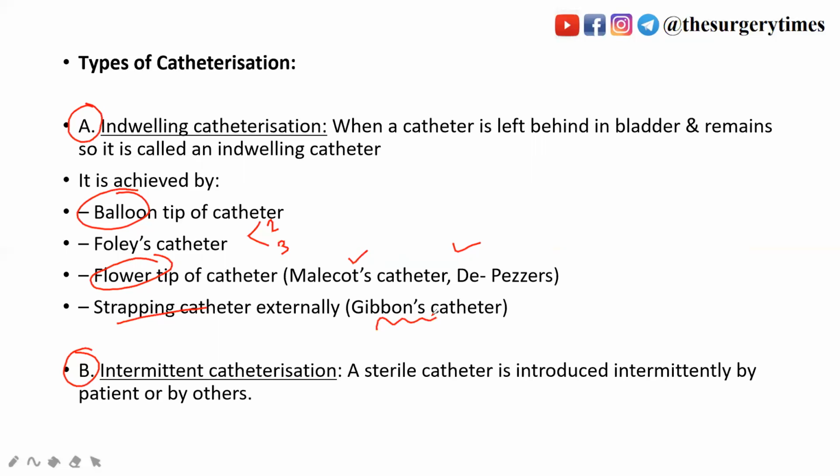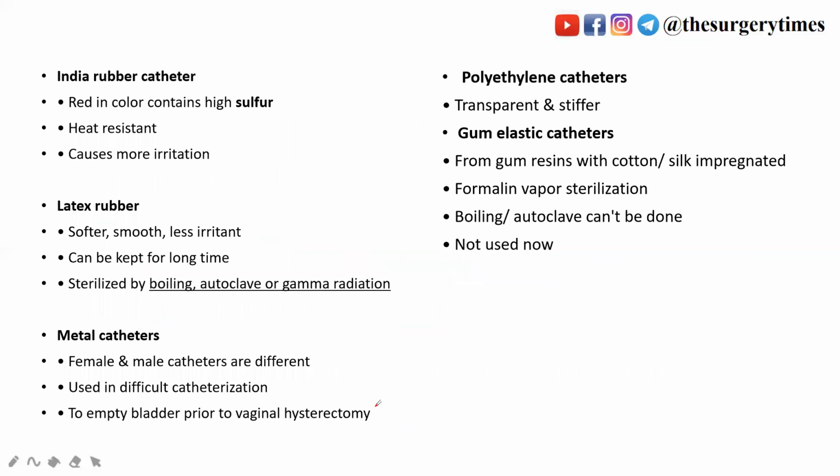Intermittent catheterization: you can see in the ward in the post-operative period, if retention of urine occurs, then on post-operative day 1 you can use the single-use catheters, that is Nelaton catheters. Just one sterile catheter you insert through the urethra, and after the evacuation you throw it out. So that is intermittent catheterization. It is also used in case of urethral stricture. Now let's see the types of catheters.